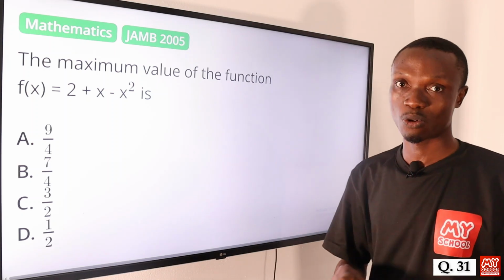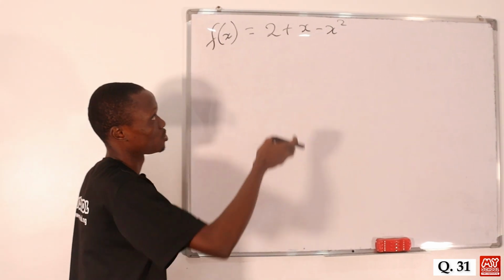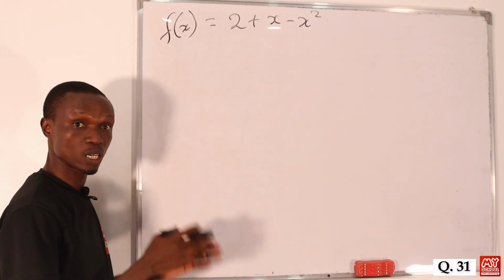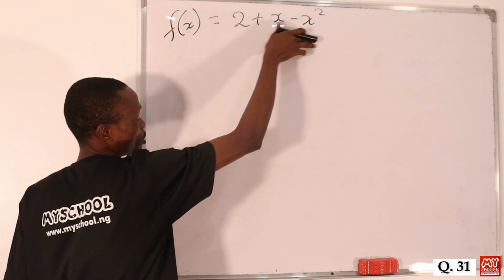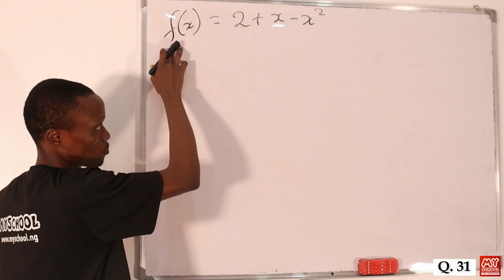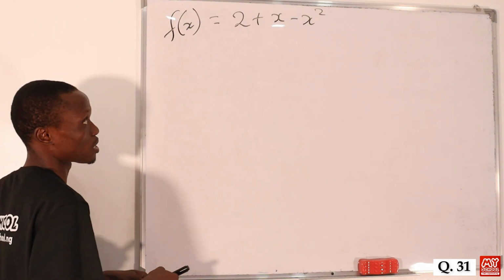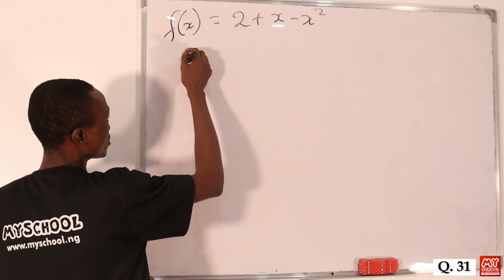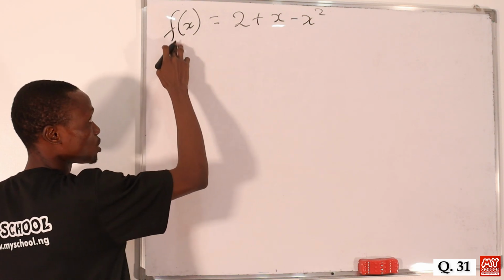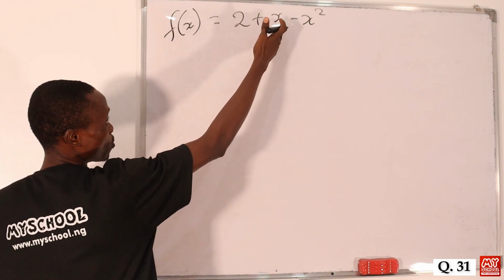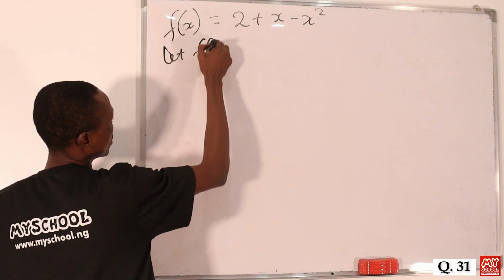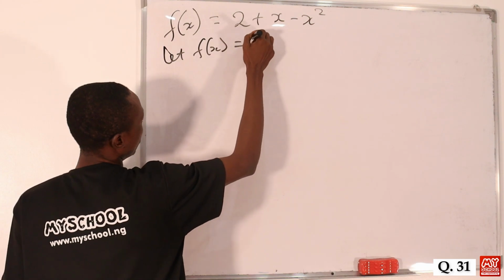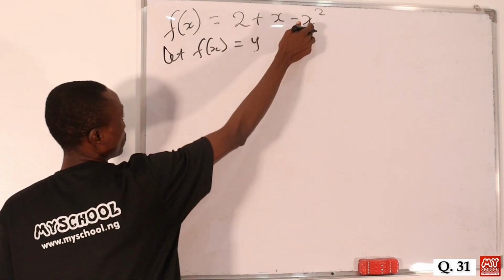So let's move over to the board to actually get the maximum value. So basically, what we'll simply do here is just for us to get the value of x. So once we get the value of x, then we substitute into this quadratic expression to get the maximum value of the function f(x). Okay, so to do that, it's just for us to differentiate. So in this case, we'll be differentiating this with respect to x. Okay, so let us say f(x) be equals to y. That means y is equals to everything we have here.